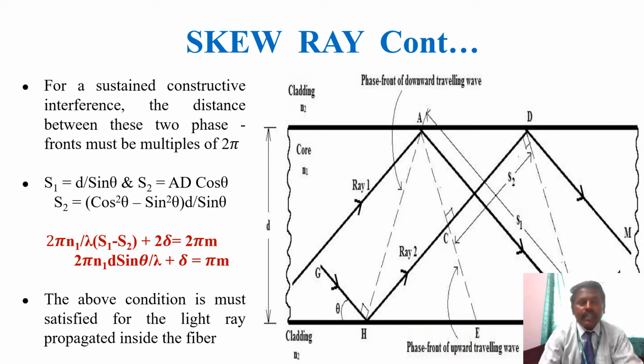Then the continuation for that skew ray. So from that we can find the values of S1 and S2. S1 equals D divided by sine theta, and S2 equals D cos theta. And we can sort this out, and finally we reach the equation S2 equals cos square theta minus sine square theta into D by sine theta. So to get the exact reflection at the core-cladding boundary, these two conditions we have to maintain, then only all the signal gets propagated inside the core in the form of skew ray communication.